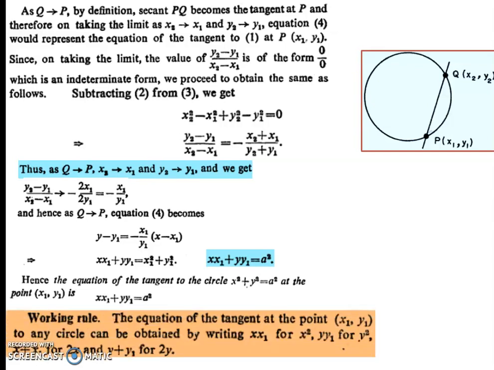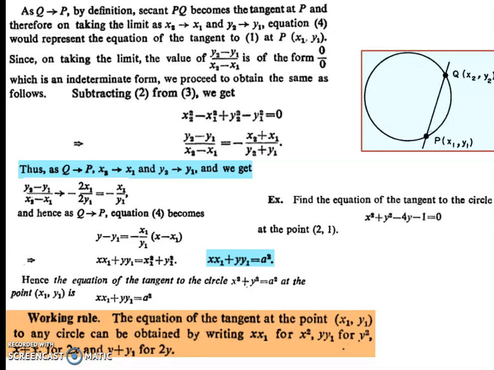And now here is the working rule. A rule means it is applicable everywhere, not only in a circle but whenever we have a second degree equation. The equation of tangent at the point (x1, y1) to any circle can be obtained by replacing x square with xx1, y square with yy1, x with (x plus x1) by 2, and y with (y plus y1) by 2. So just see, the example is there.